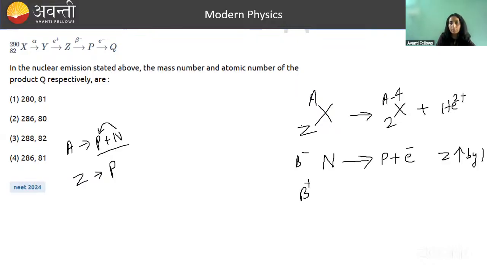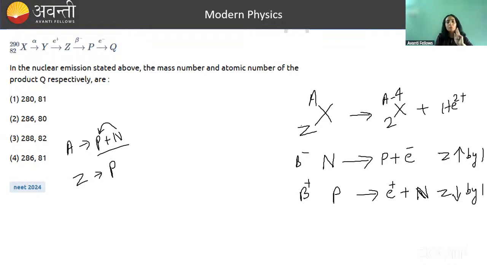What will happen in beta plus decay? Proton will get converted into positron plus, yes, positron plus what? Neutron. ठीक है? This will get converted into positron plus neutron. Now here what will happen? One proton is getting consumed, right? So Z will decrease by 1. And what else is there? Nothing.